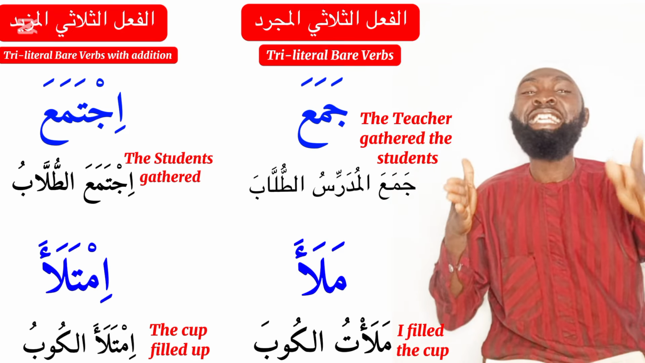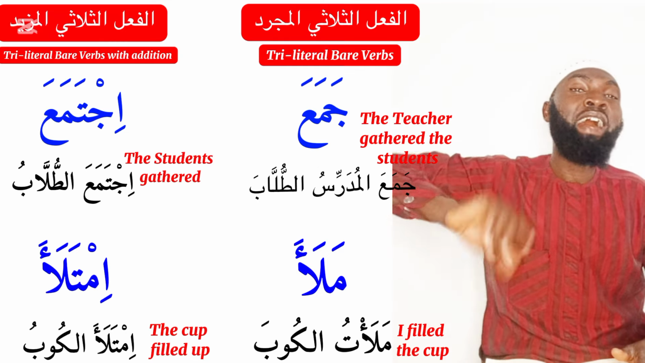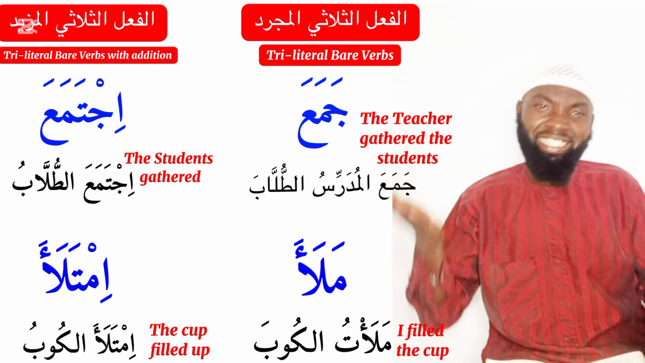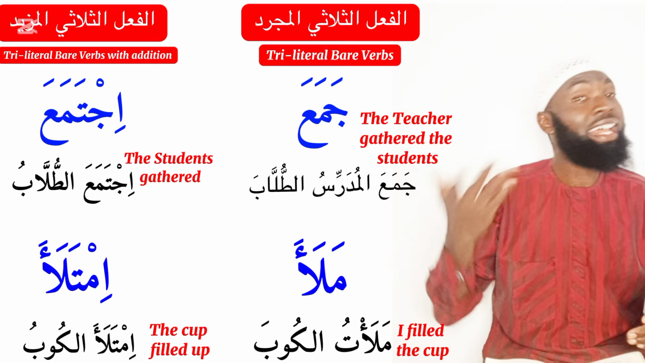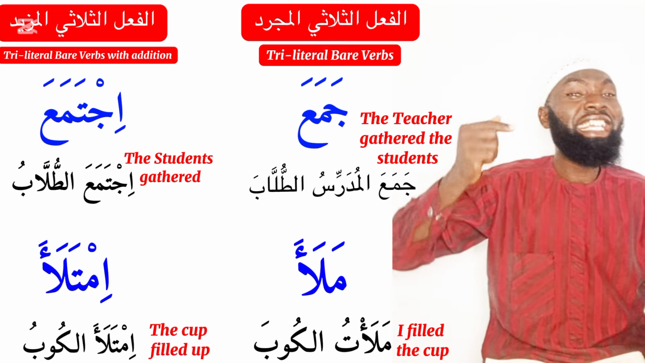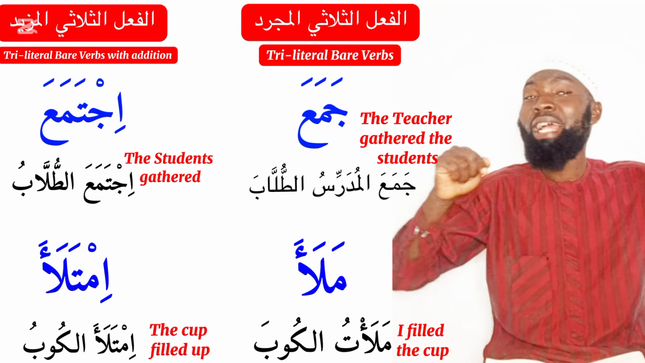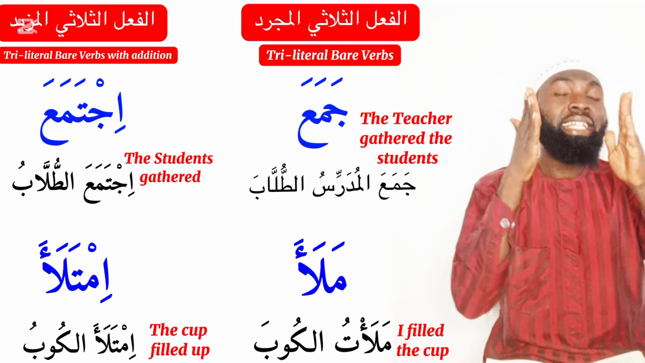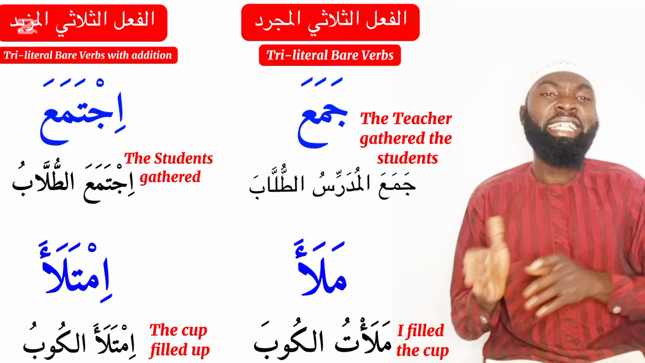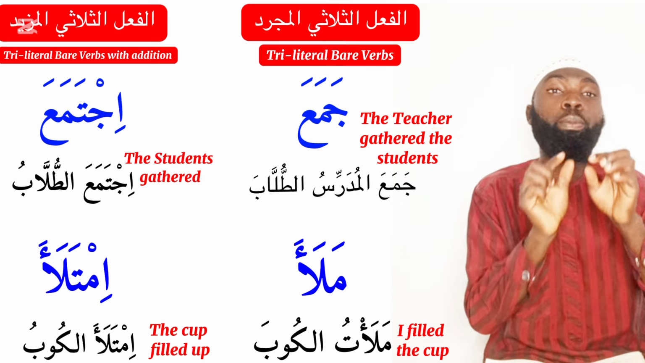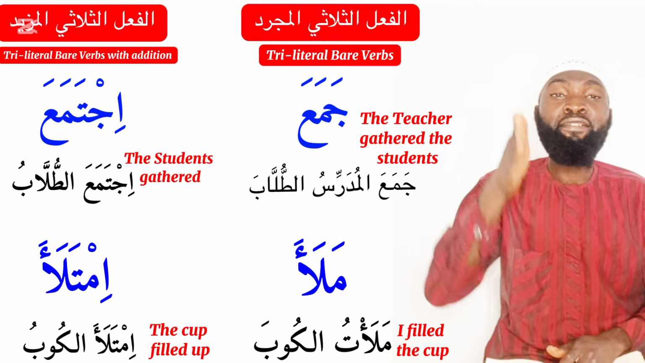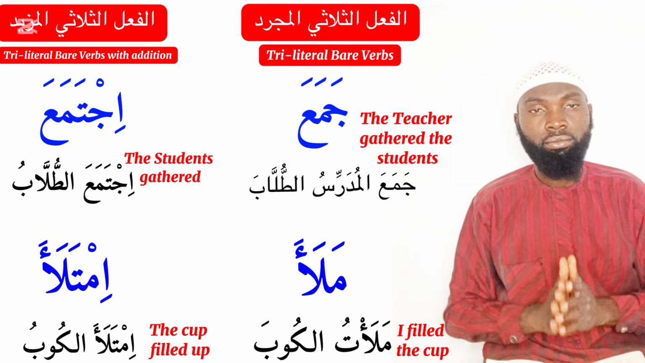The same thing I can say, jama'tu tullaba fajtama'u. I gathered the students and they gathered, because they have the option of not gathering. So I gathered them, and in mutawa'a, in obedience to my action, they responded by gathering. So these words coming under this pattern, the difference or the addition being made to the original form is by simply adding alif, hamza and ta.